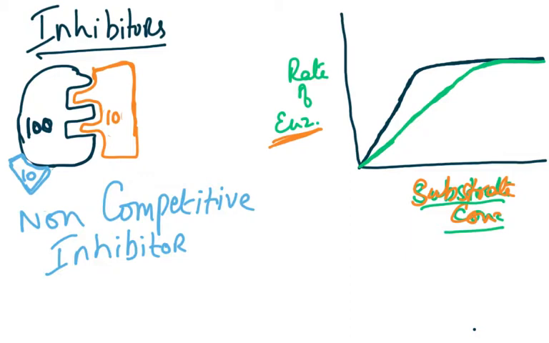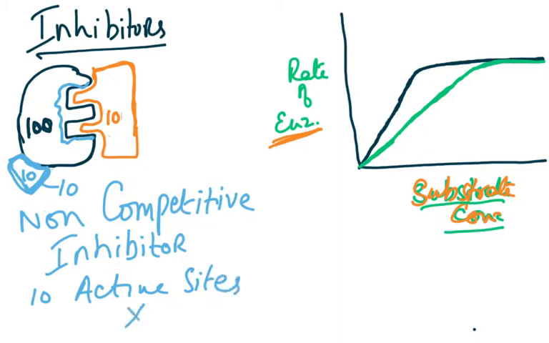Now the other type of inhibitor is a non-competitive inhibitor, and it fits to a site other than the active site, and it changes the shape of the active site. So that means if I have, say, 10 of these, so 10 active sites no longer functioning, 10 active sites not functioning. So we only have 100 minus 10, 90 active sites working.